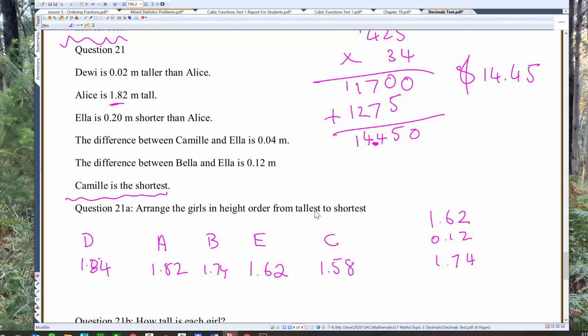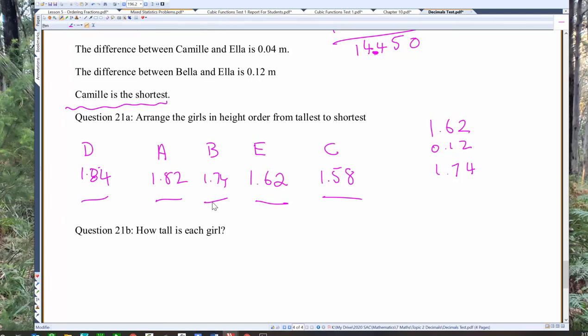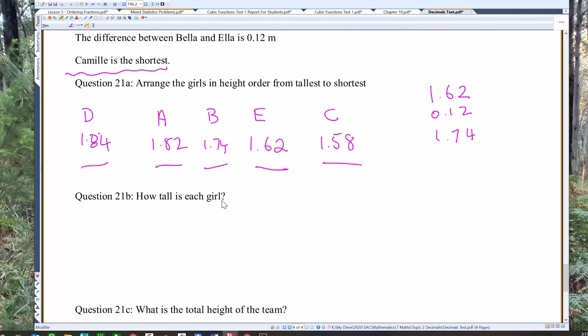So arrange the girls in height order from tallest to shortest. There we are. Dewi's the tallest. Alice is second tallest. Bella is the third. Ella is the fourth, and Camille is the shortest, or the least tall. How tall is each girl? Well, I've answered that there, so I don't need to do that again.